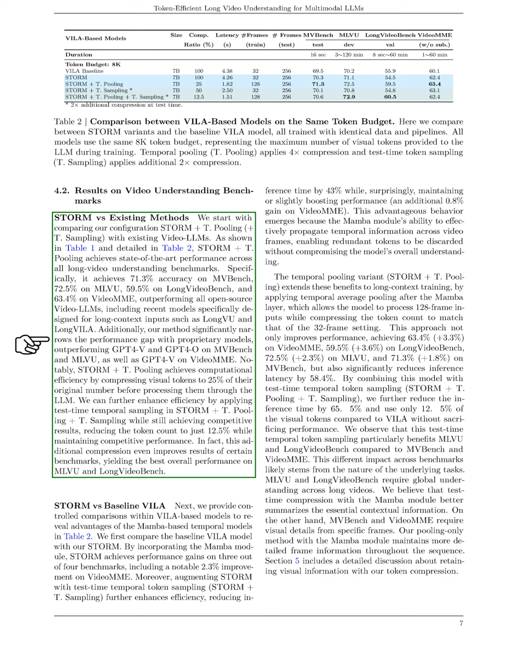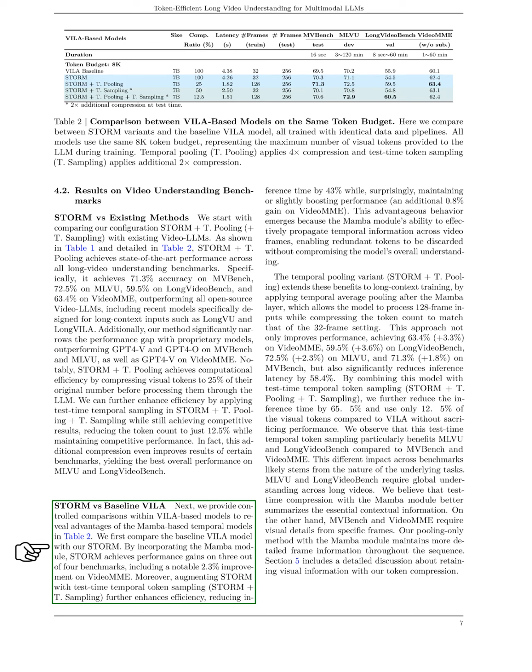We also close the gap with proprietary models, outperforming GPT-4V and GPT-4o on MVBench and MLVU, and GPT-4V on Video MME. Our method is computationally efficient, reducing visual tokens to 25% of their original count before processing. We can further enhance this efficiency by applying test-time temporal sampling, which reduces the token count to 12.5% while still achieving competitive results. This additional compression even improves performance on some benchmarks, leading to the best results on MLVU and Long Video Bench.